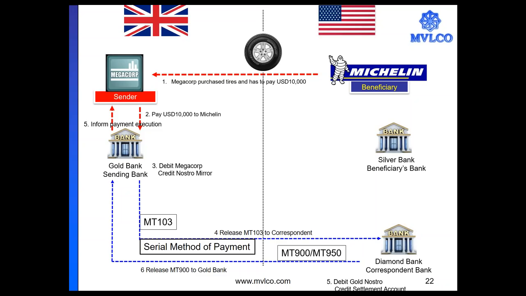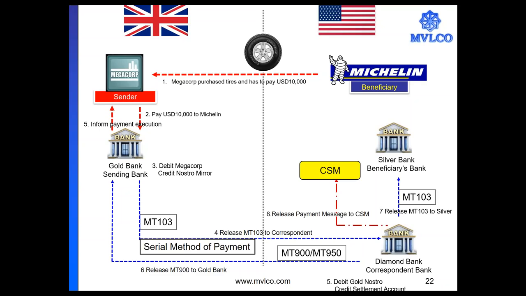Once Diamond has debited Gold Bank and released the MT900, we will push this 103 from Diamond to Silver. Now the MT103 message has moved serially from Gold to Diamond and from Diamond to Silver Bank. After having pushed this message 103 from Diamond to Silver, we'll create one more message at Diamond which goes to the local clearinghouse. It could be a Fedwire 1000 message. It could be a CHIPS message which has gone to the clearinghouse like the Fedwire or the CHIPS.